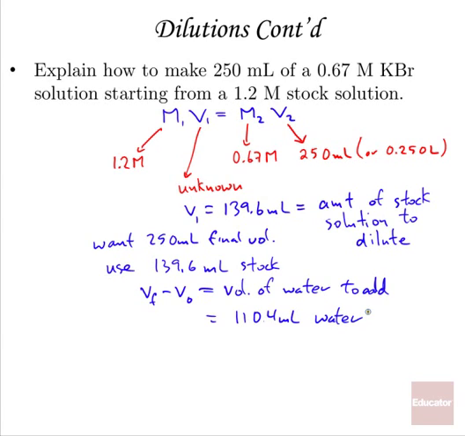So if you were to do this physically in a laboratory, you will literally take 139.6 milliliters of stock solution, and to it you would add 110.4 milliliters of water, and that's going to give you 250 milliliters of the 0.67 molar potassium bromide solution. Okay? So once again, this is how you do a standard, typical dilution problem.